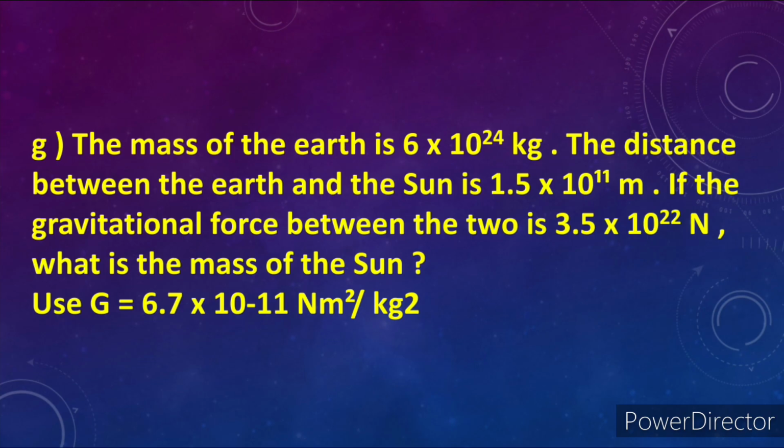G. The mass of the Earth is 6 into 10 raised to 24 kilogram. The distance between the Earth and the Sun is 1.5 into 10 raised to 11 meter. If the gravitational force between the two is 3.5 into 10 raised to 22 Newton, what is the mass of the Sun? Use G is equal to 6.7 into 10 raised to minus 11 Newton meter square per kilogram square.